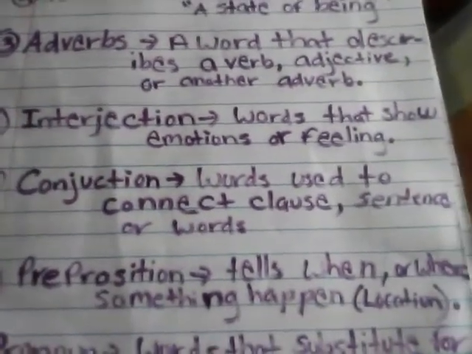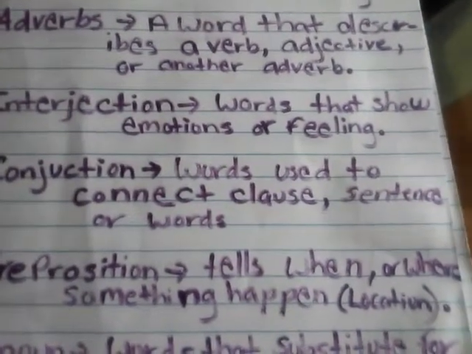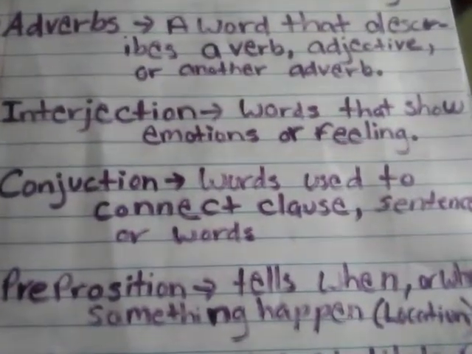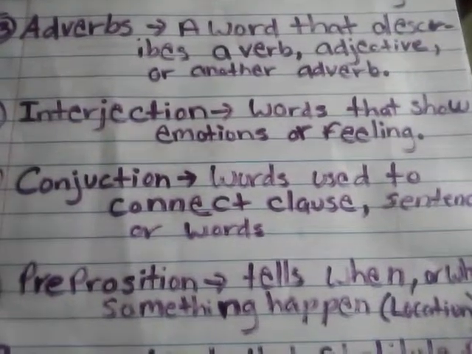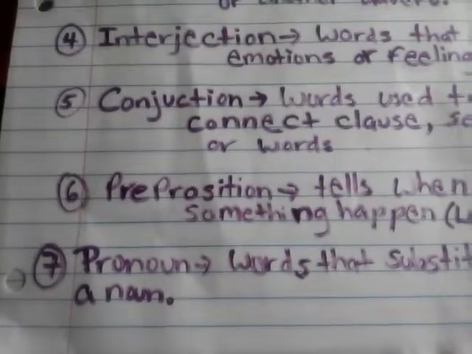The next one is the preposition. A preposition tells when or where something happened. So basically, in parentheses, we have location. It tells you the direct location of when this event takes place. So that's a preposition. Okay, and the next one is pronoun.